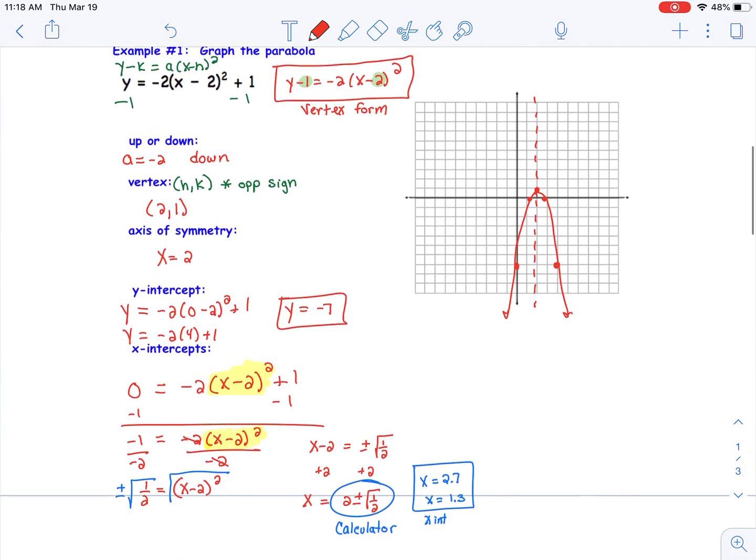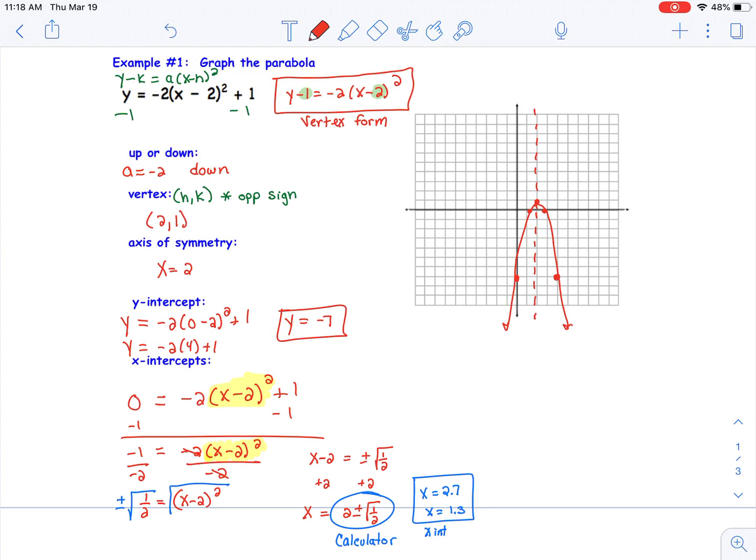So that's how you do a problem. First, you decide, does it open up or down? Find your vertex, find your axis of symmetry, find your y-intercept, check to see if you have x-intercepts. If you do, solve for those and then plot it.